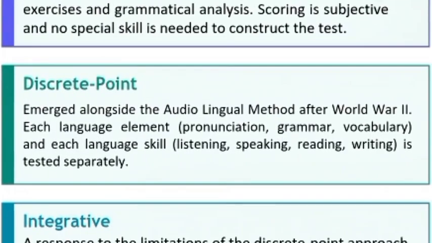Next, the discrete point approach emerged alongside the audiolingual method after World War II. Language elements like pronunciation, grammar, vocabulary, and each language skill like listening, speaking, reading, writing are studied separately. Multiple choice format is used due to its objectivity and ease of statistical analysis.